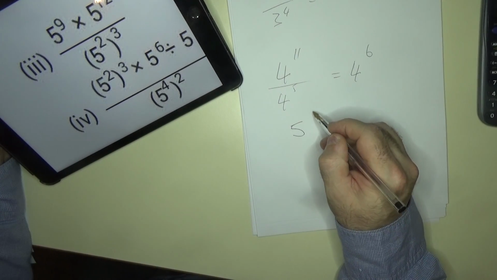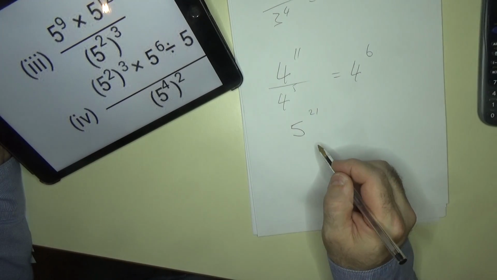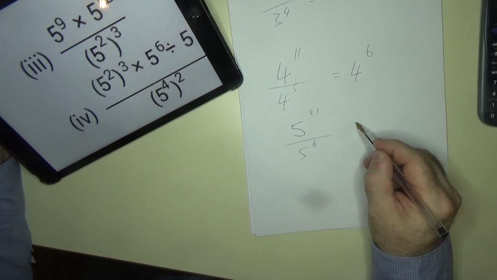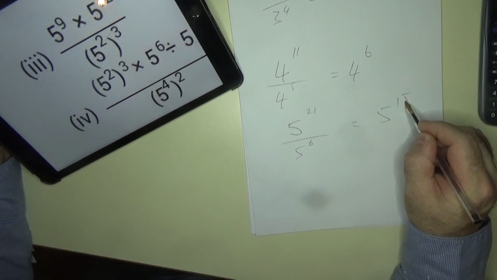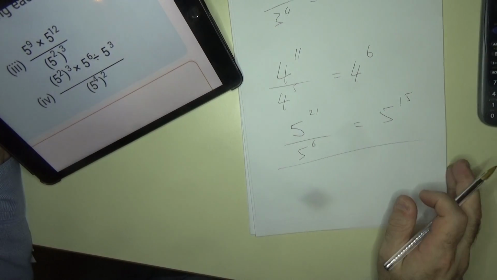5 to the 21, 12. Did I get that right? 12 and 9 is 21. Over, now this is a power, so it's not 5, it's 5 to the 6. And that's 5 to the, what's 21 take 6 is 15. And we're done. And now they seem to be really taking the gloves off for the last one.